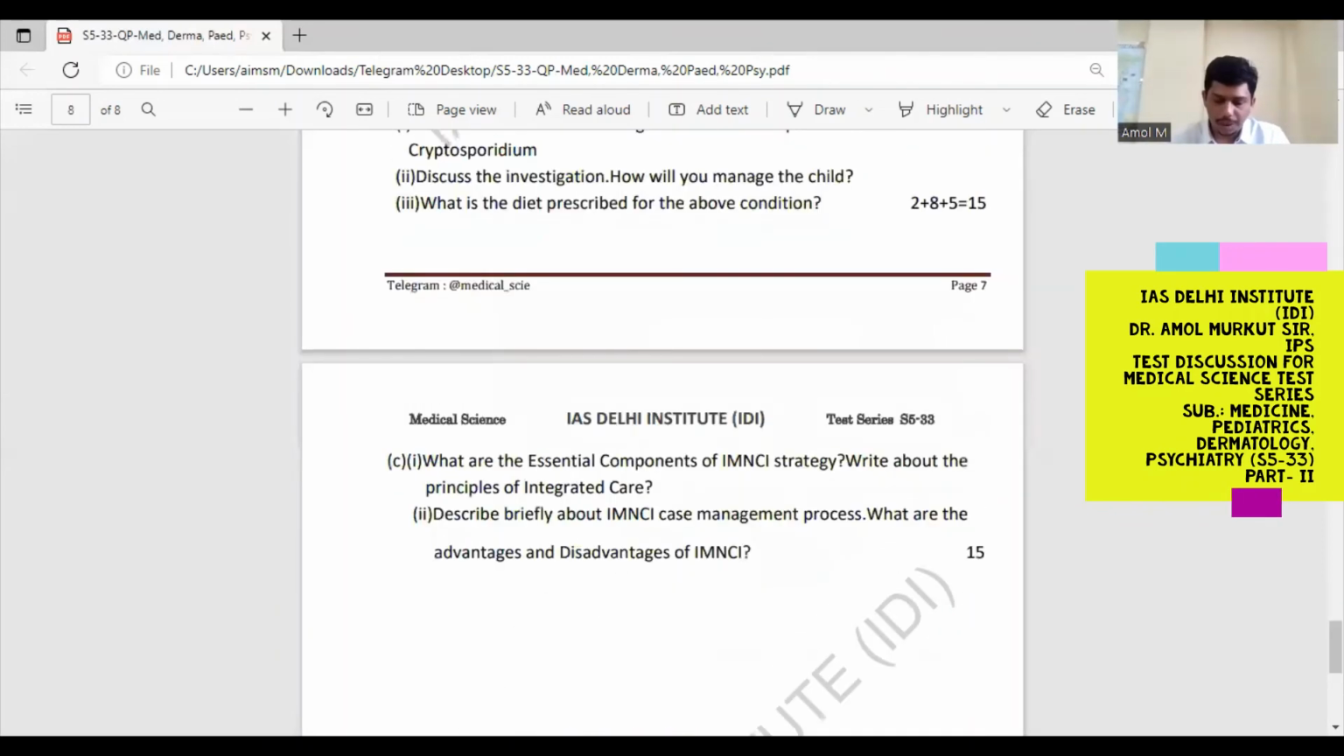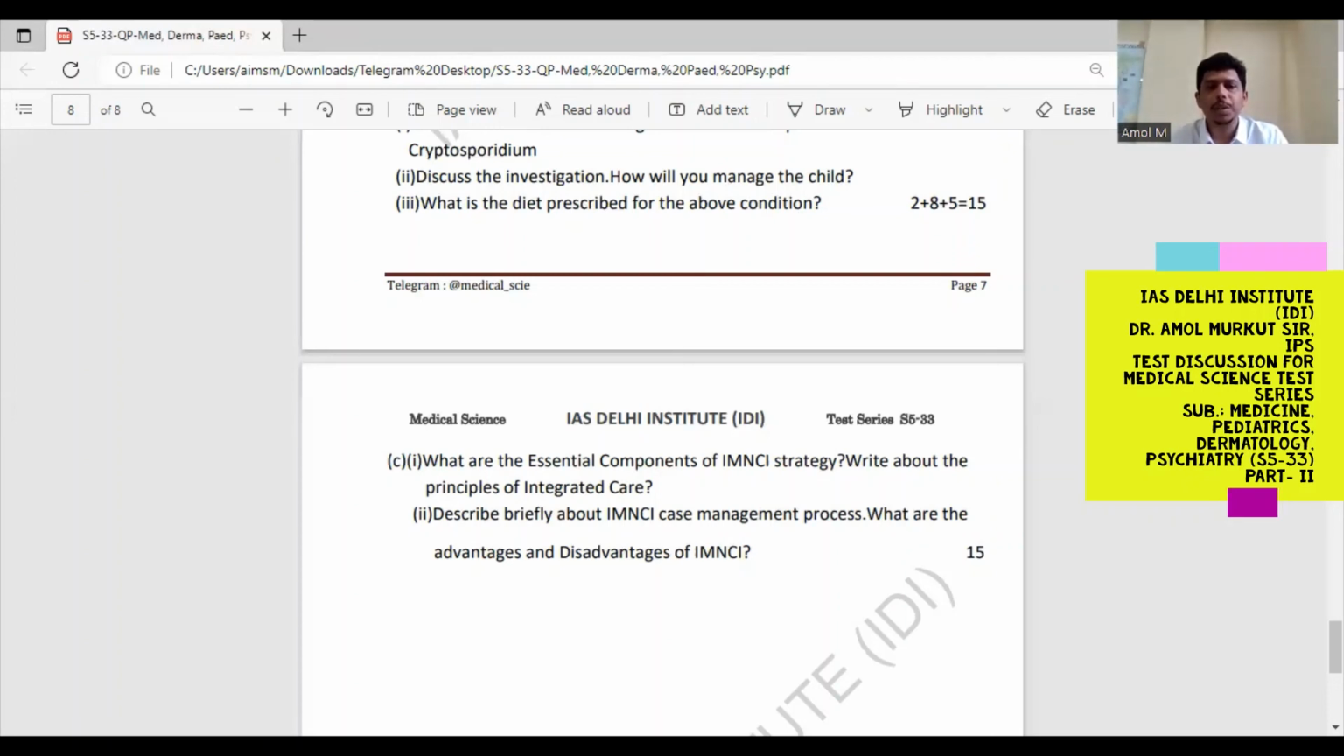In question C, what are the essential components of IMNCI strategy? Write about the principles of integrated care. Essential components of IMNCI strategy. It is a kind of general PSM question: overall improvement of healthcare, improving the capability of the healthcare staff to deliver the care, and third is overall increasing the quality of community healthcare and improvement in the community healthcare practices. These are the essential components of IMNCI strategy.